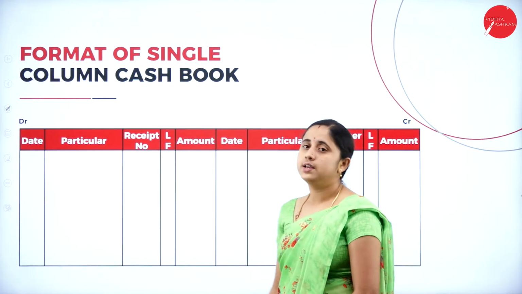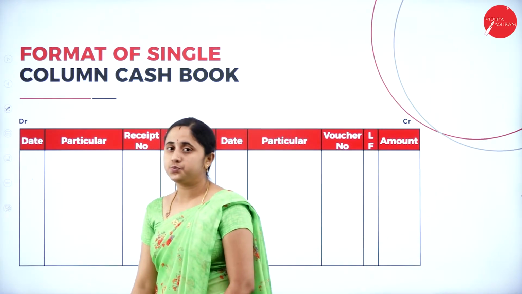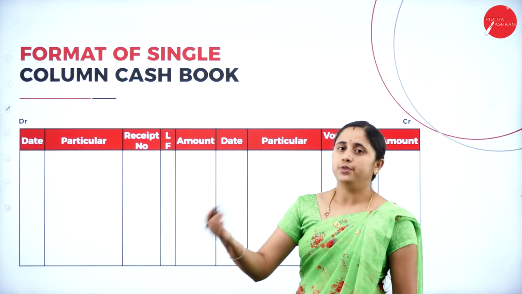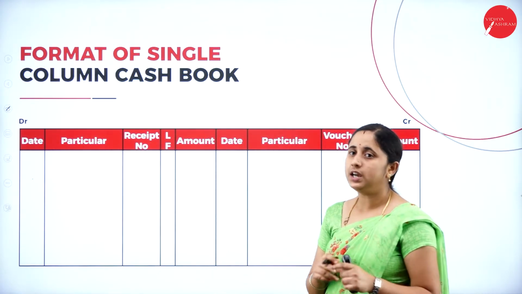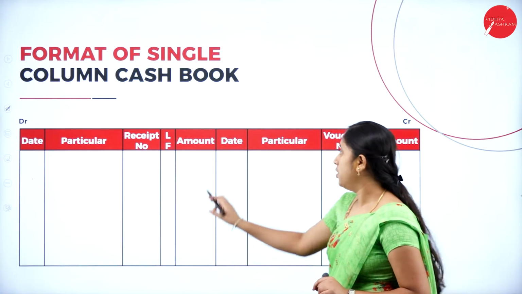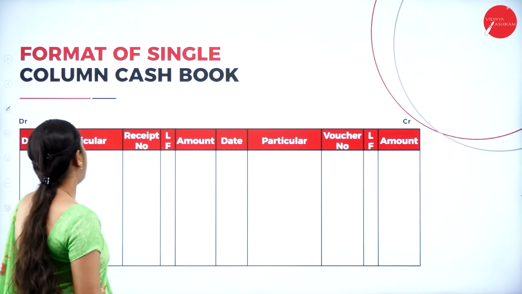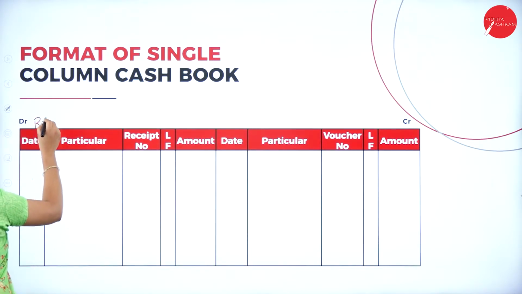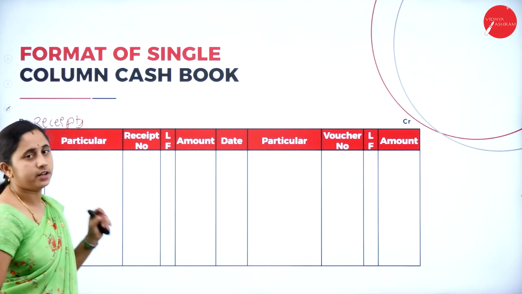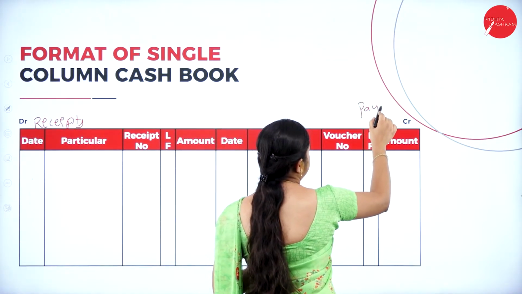This is the format of the single column cash book. Debit, credit. Date is to record the date, and particulars is to record the party name or to write brief information about the transaction. You will write the receipt number, LF, ledger folio, amount, again date, particulars, voucher number, LF and amount. Here, on the debit side you will write all the receipts, so here you will write the receipt number. On the credit side you will write all the payments.